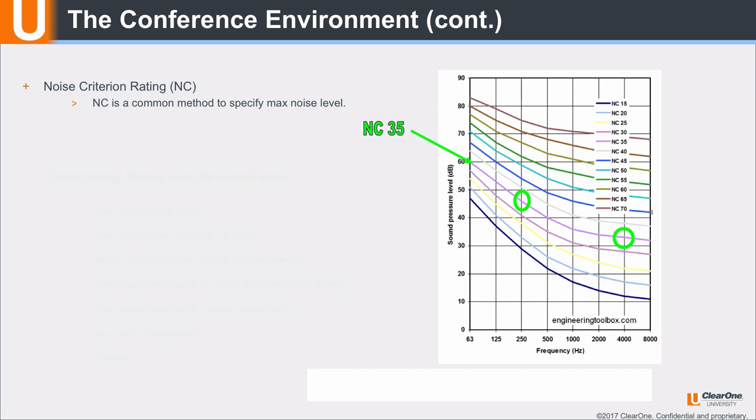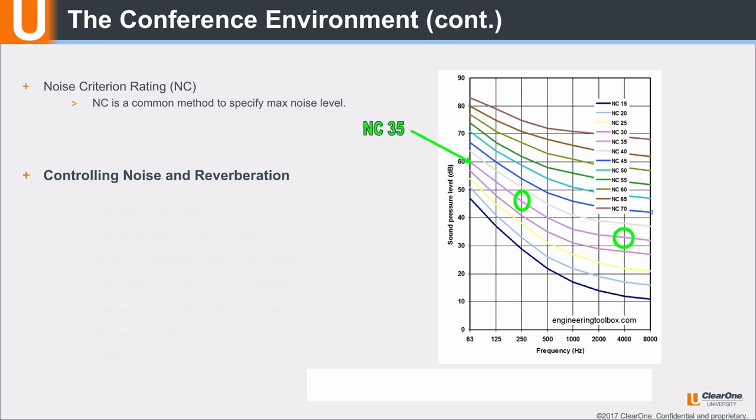Note, just because a room has a good NC rating does not guarantee good speech-to-noise ratio. This is determined by the distance the mic is from the talker relative to critical distance. The difference is that critical distance in a low noise environment is much further from the source or talker.